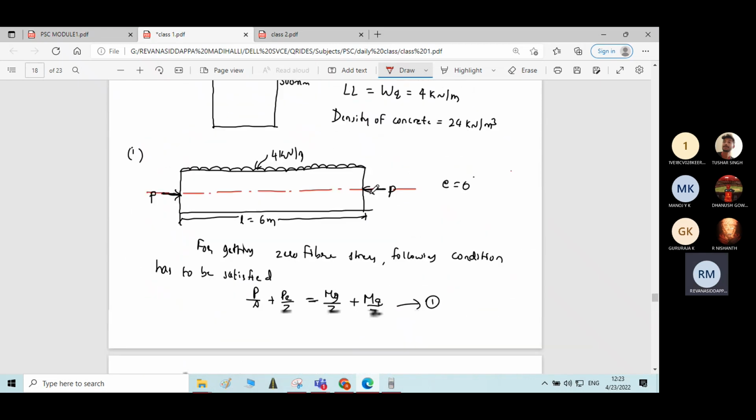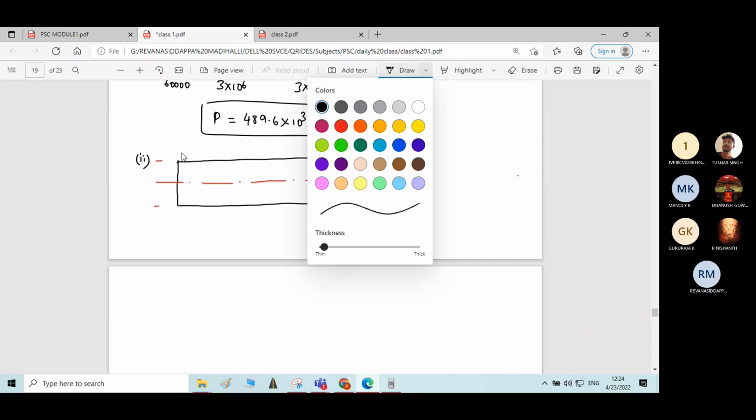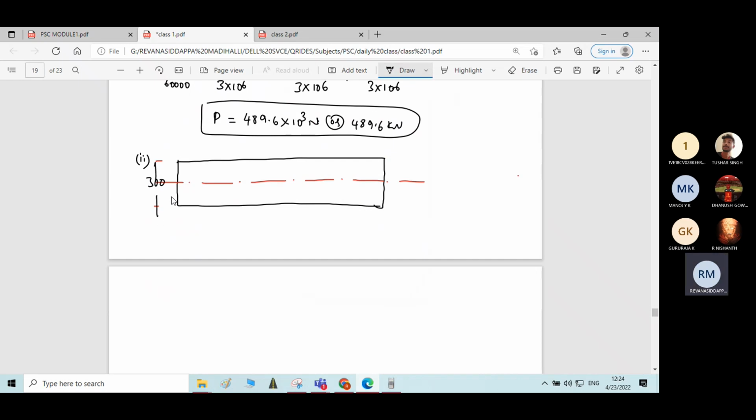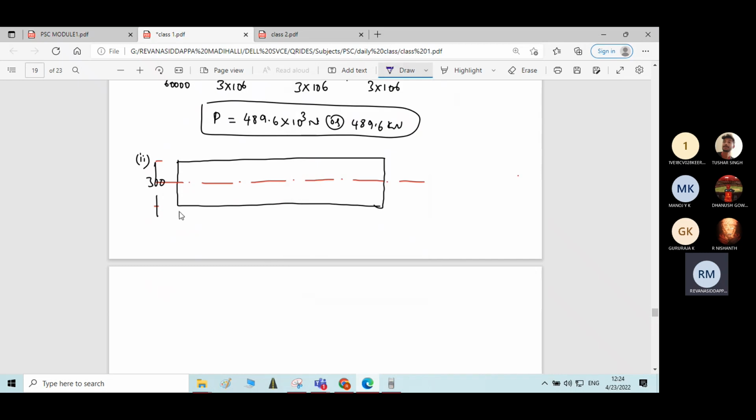Overall depth of the beam is 300. It is asked to find the magnitude of the eccentric prestressing force, which is located at a distance of 100 mm from the bottom of the beam. Okay, this is the centroidal axis.